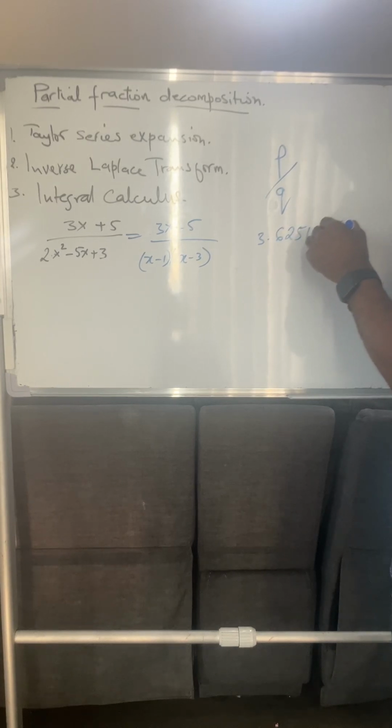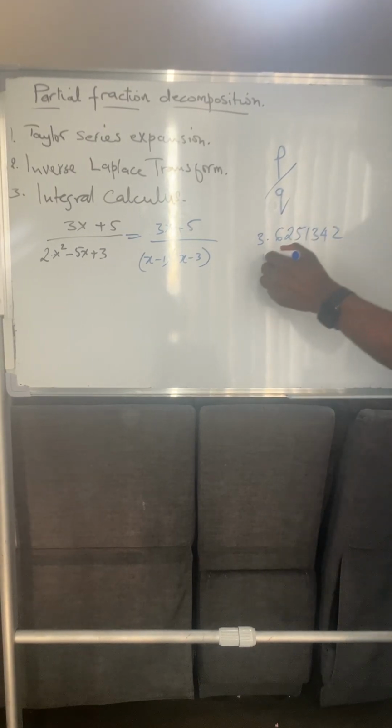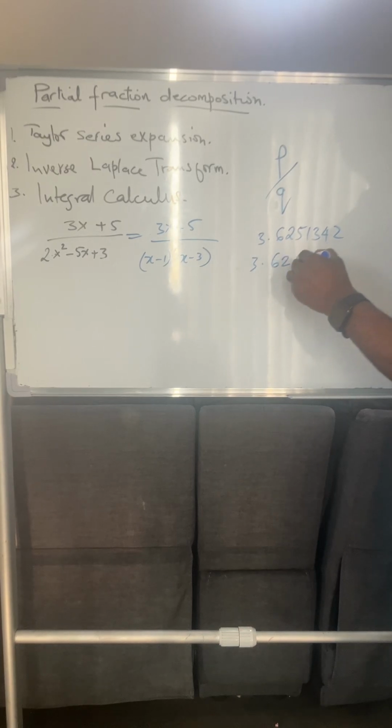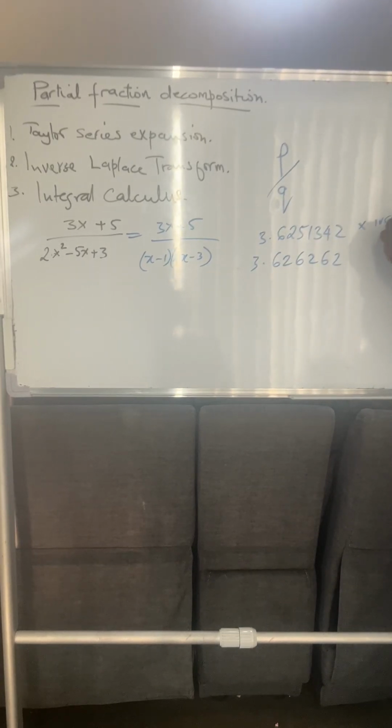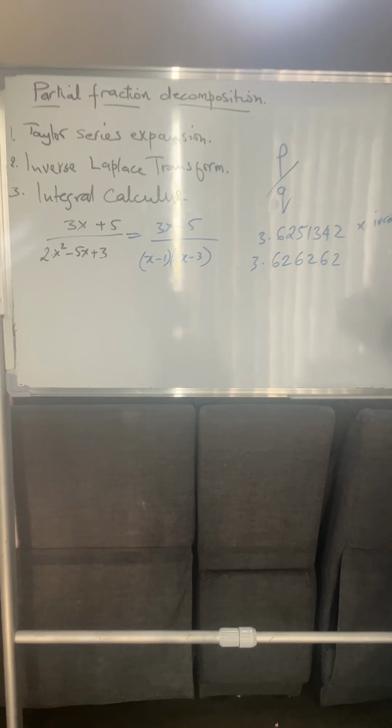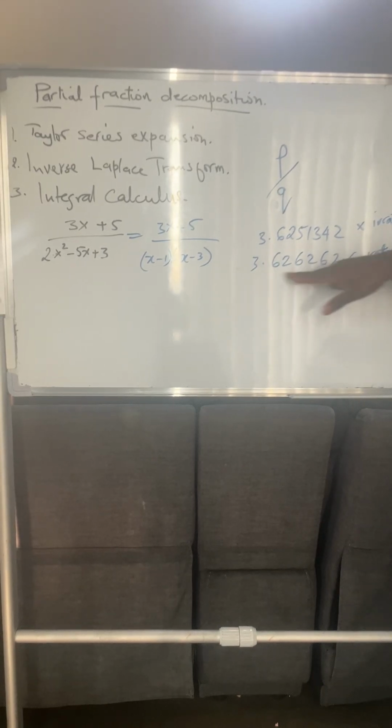3.6251342, and you have 3.626262. These two numbers, this one here is an irrational number. This one here is a rational number. Why? Because this can be represented as a fraction, like this.